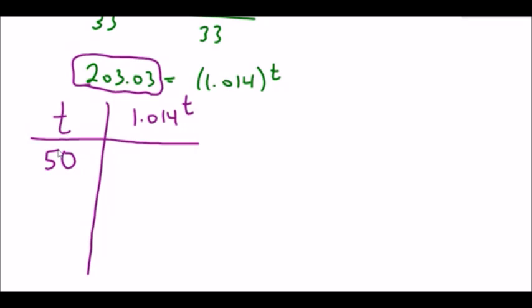So 1.014 to the exponent 50 gives me 2.004. Yeah, so I'm a long way away. Let's try 200. So 200 years. Is that how long it takes? 200 gives me 16.12. So not there yet. Let's try 500. 500 years. A lot can happen in that time.